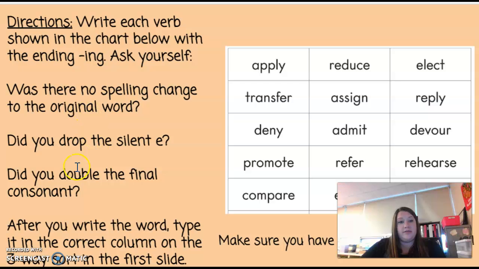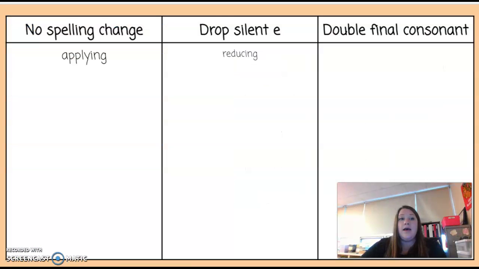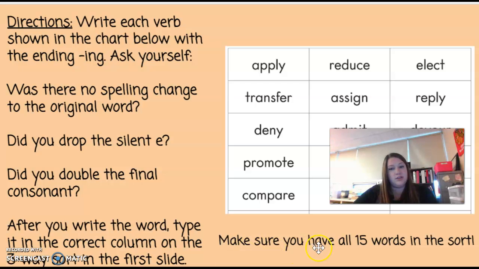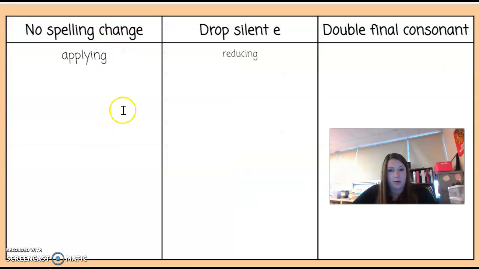After you determine which one of those three things you did, take your new word with ing at the end and put it in the correct column. There is one little clue here my picture is covering. It says make sure you have all 15 words in the sort. So if you think you have your work done, come back to this first page, count how many words and make sure your total number of words on this chart is 15 before you click submit assignment to your teacher.